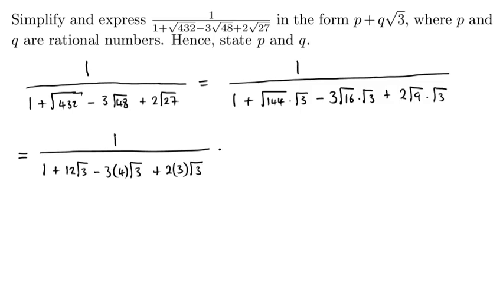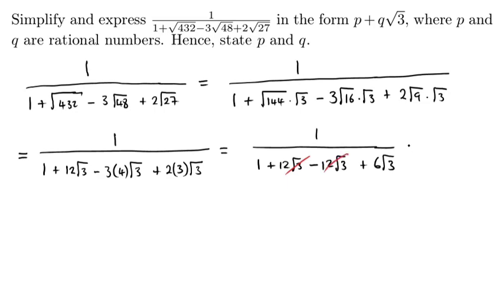Root 3. This equals 1 over 1 plus 12 root 3, minus 12 root 3 plus 6 root 3. Not plus, but minus, it's supposed to be here. So clearly you can see that this cancels this because they're the same. One is positive, one is negative. This equals 1 over 1 plus 6 root 3.